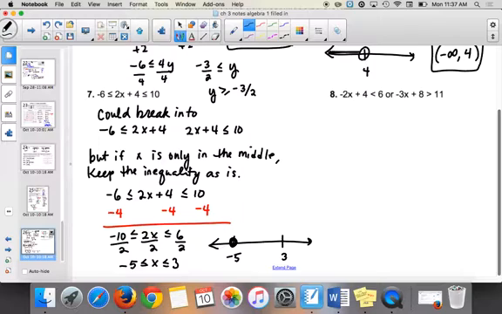So we're going to have less than or equal to, like that. So negative 5 is less than or equal to x, which is less than or equal to 3. It's going to be the shading in between. So our answer then would be bracket negative 5 to 3. Okay.